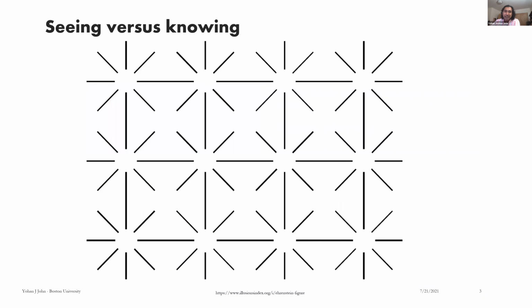Okay, so seeing versus knowing. When you see this illusion, first of all, would anyone like to describe anything interesting or unusual about this particular illusion, the famous Ehrenstein illusion? It looks like there's circles kind of floating there on top. Cool. The floating part. Some people don't see it.